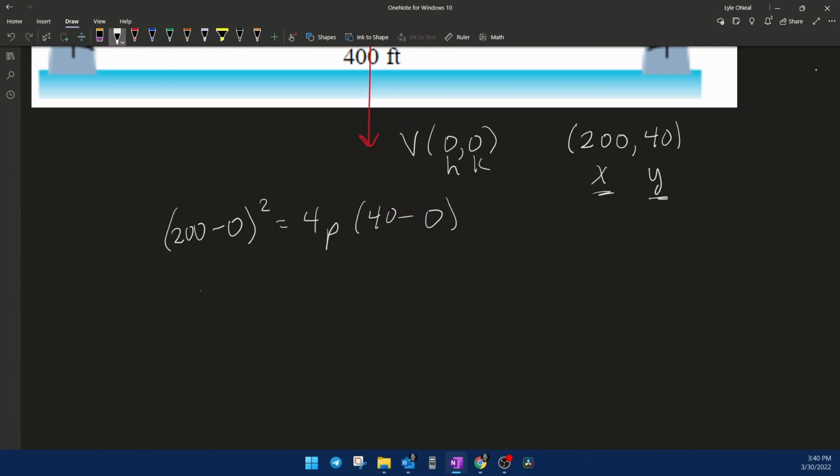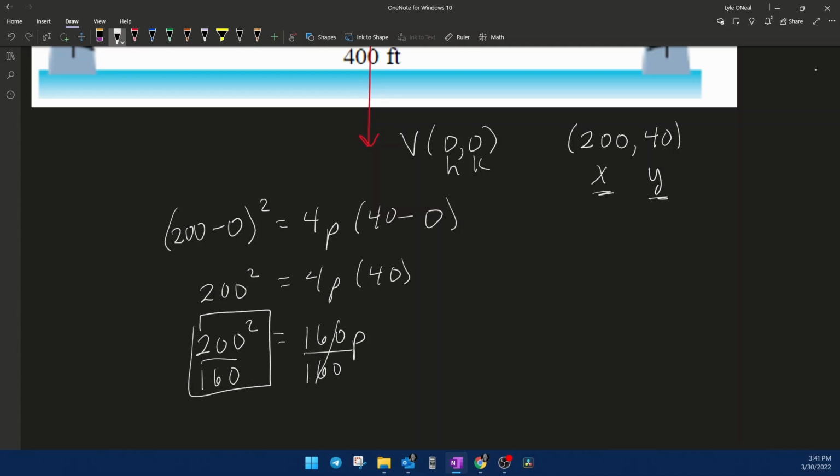So here we go. That's going to be 200 squared equals 4p times 40. And 40 times 4 is 160. I'm going to leave that 200 squared because that's going to get huge if I square that. Equals 160p. Dividing both sides by 160 is going to give me my value of p, which I'm going to leave like that. And then I can go write my equation of my parabola in standard form.